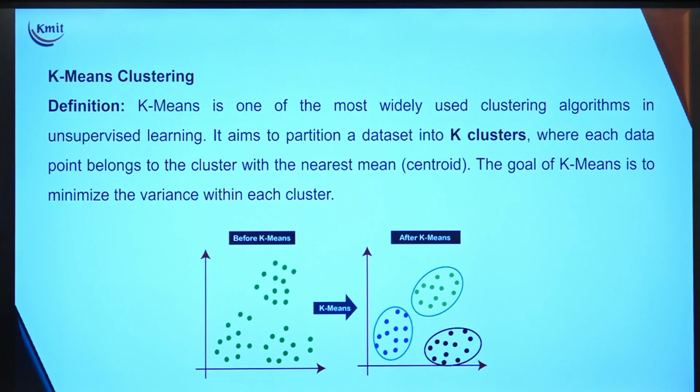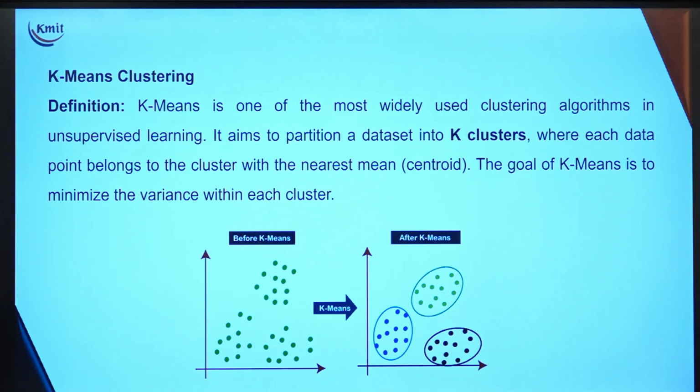Now, the first algorithm is k-means clustering. K-means clustering is an unsupervised machine learning algorithm used for data clustering, which is used for grouping the unlabeled data into groups called clusters. K-means is one of the most important and widely used clustering algorithms in unsupervised learning. The main aim of k-means is to partition the entire data set into k clusters, where each data point belongs to the cluster with the nearest mean.